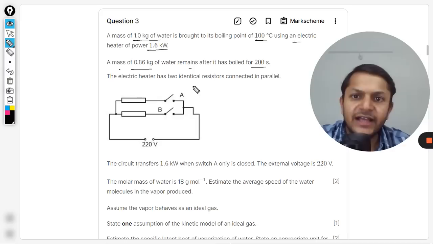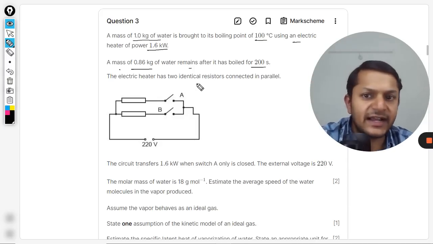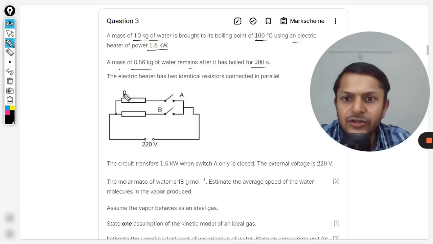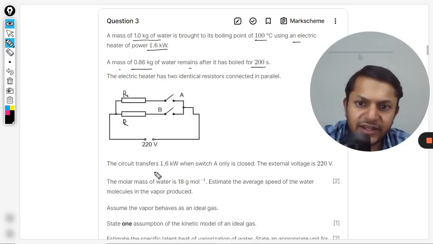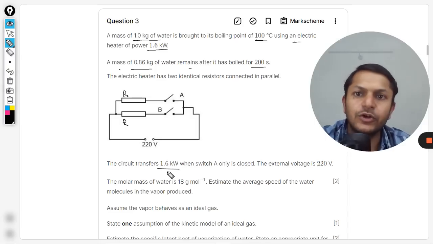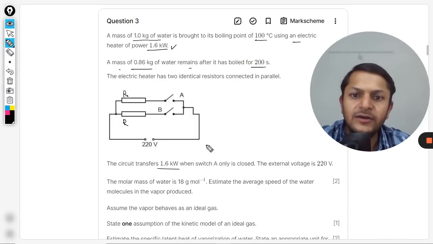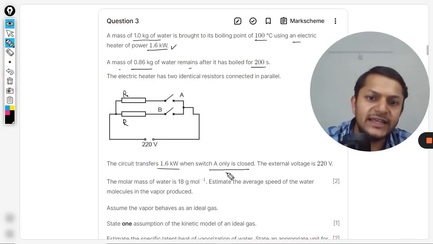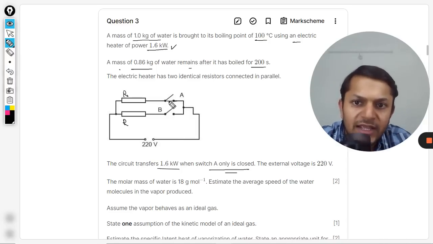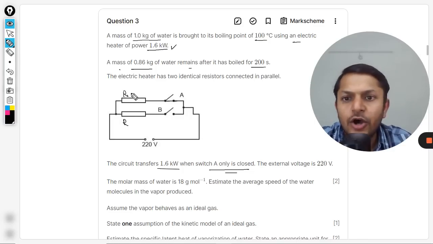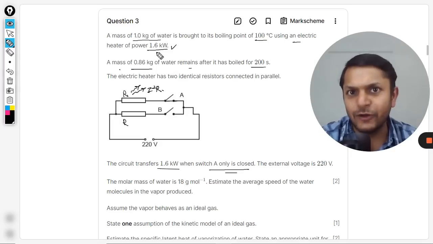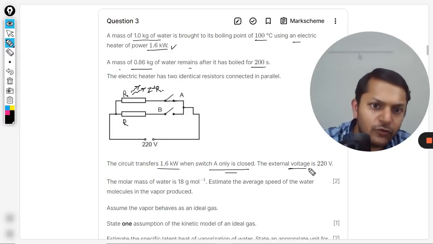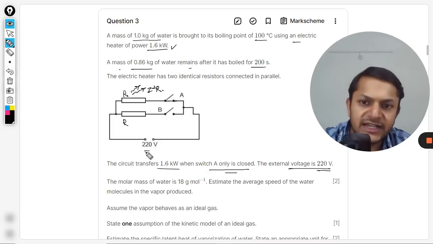The electric heater has two identical resistors connected in parallel. So this resistor is R, this resistor is R. The circuit transfers 1.6 kilowatt of power, which was actually required when switch A only is closed. It means that only A is closed, and the power loss here, which will be I square R, will be corresponding to 1.6 kilowatt. The external voltage is 220 volts. So this is the external voltage.